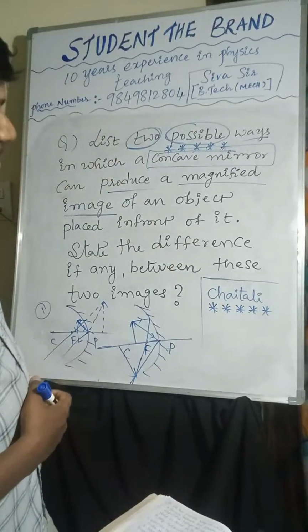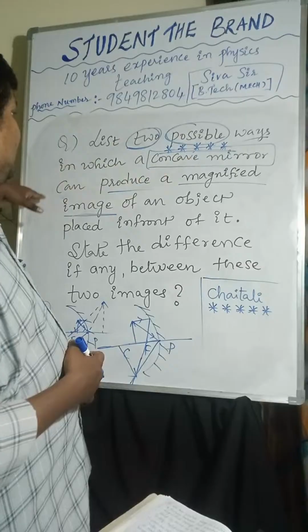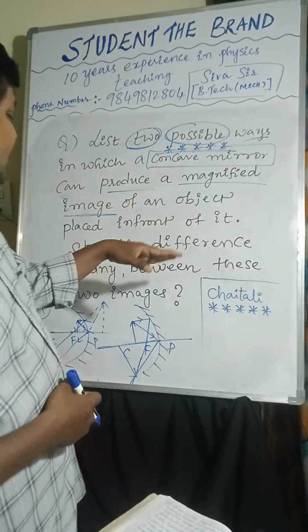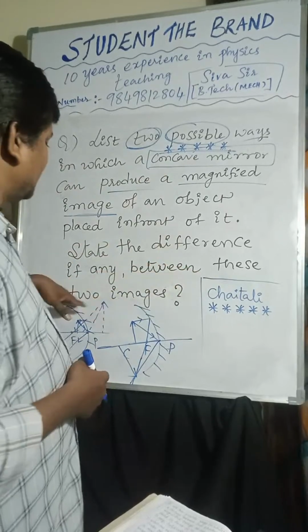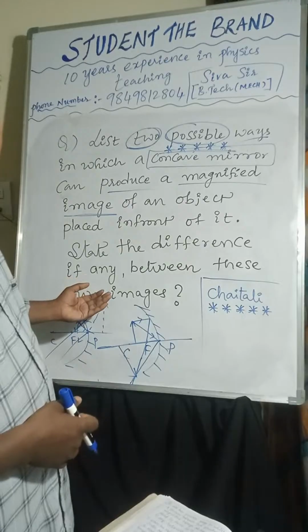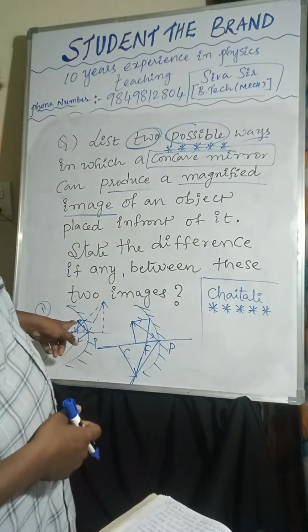So remaining students, just check once. List two possible ways in which a concave mirror can produce a magnified image of an object placed in front of it. State the difference, if any, between these two images. If the object is placed between F and P, the image will be a virtual, erect and enlarged image.